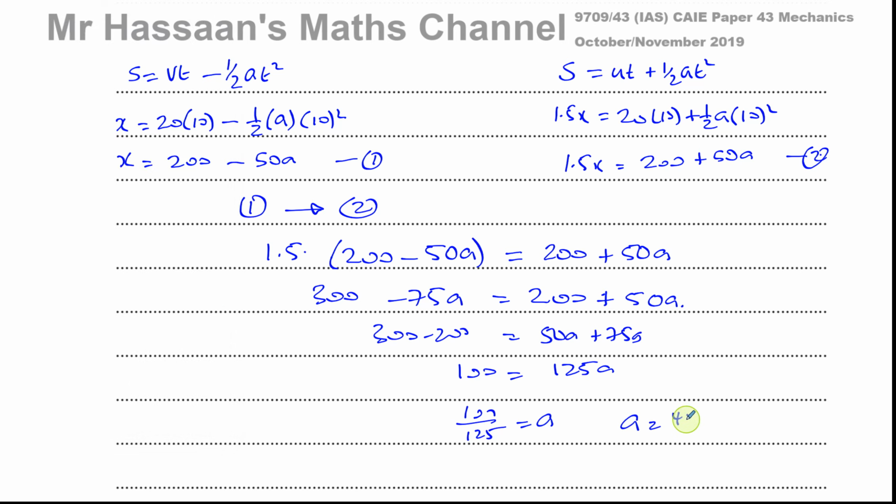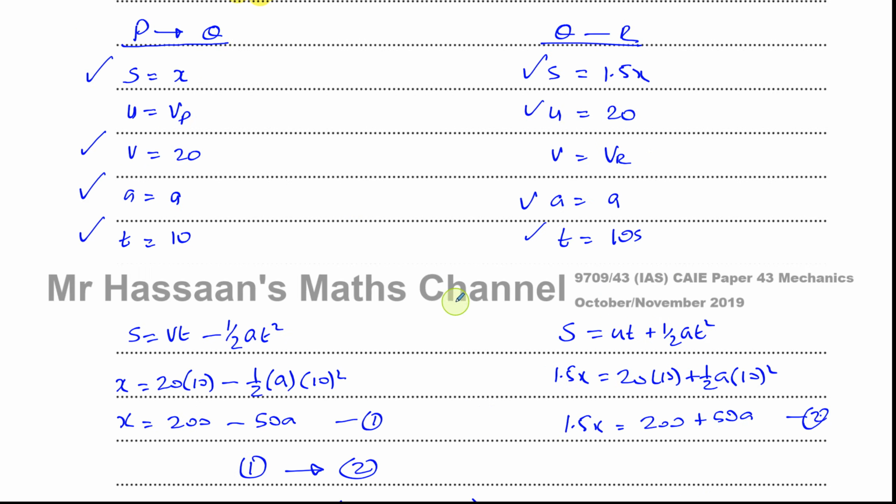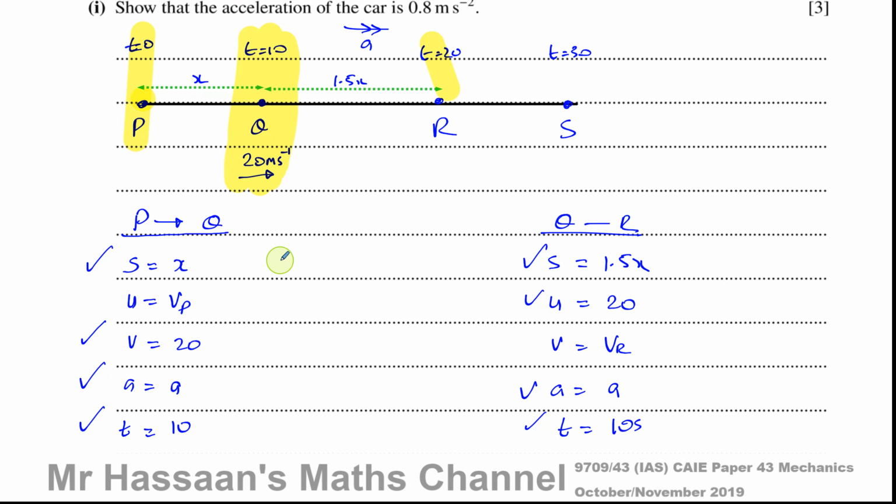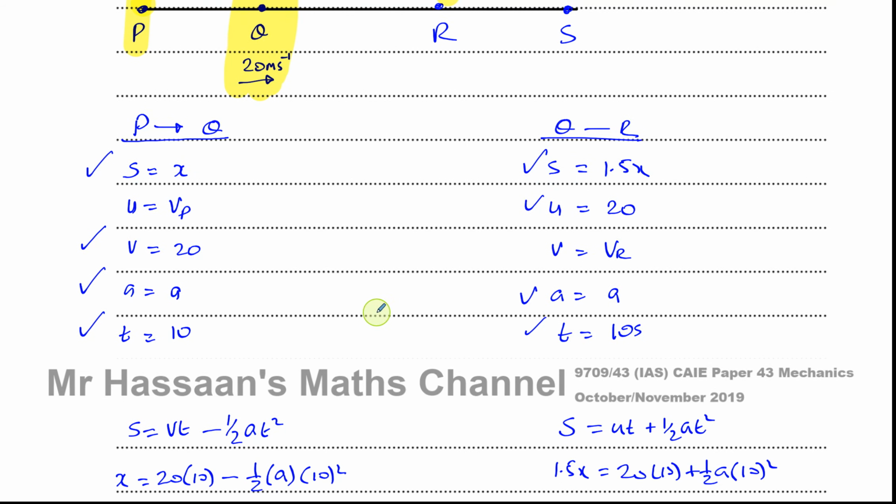So a is equal to 4 over 5, which is 0.8 meters per second squared. So there we've shown what we had to show. Okay, so with these types of questions, you have to be really clear about where you're starting and where you're finishing, and the values you use for the starting and the end point. And then this formula is a very important formula.